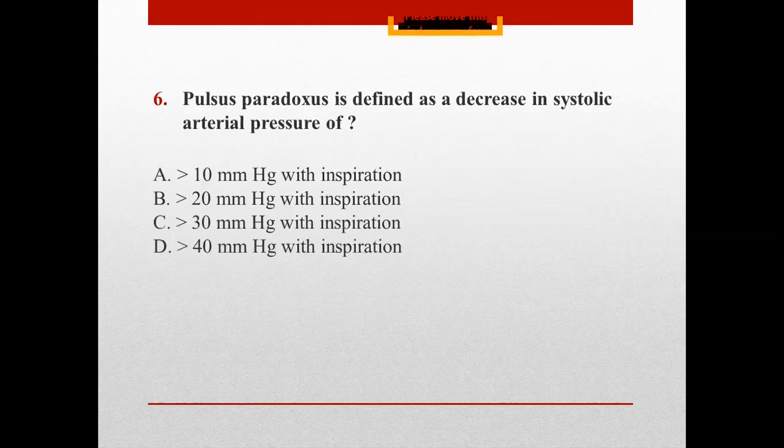Pulsus paradoxus is defined as a decrease in the systolic arterial blood pressure of more than 10 millimeters with inspiration, more than 20 millimeters, more than 30, or more than 40 millimeters with inspiration. So I'm waiting for your answer.